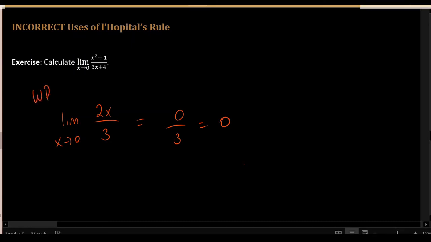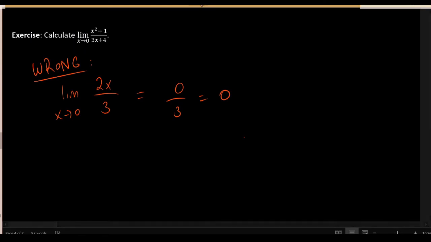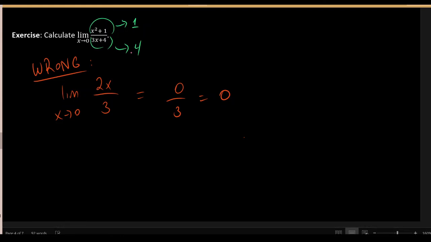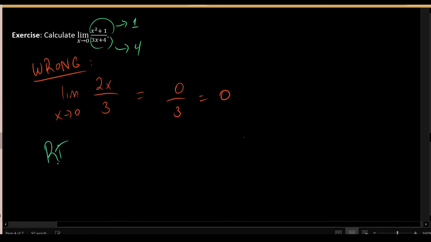This is not correct. And the problem is that they were not in the position to use L'Hopital's rule in the first place. If I look at the limits of the individual numerator and denominator, then the individual numerator and denominator are approaching 1 and 4 respectively as x goes to 0. So not only is L'Hopital's rule not appropriate for this situation, it's kind of overkill, because this function is already continuous at x equals 0, and you can just plug 0 right in.